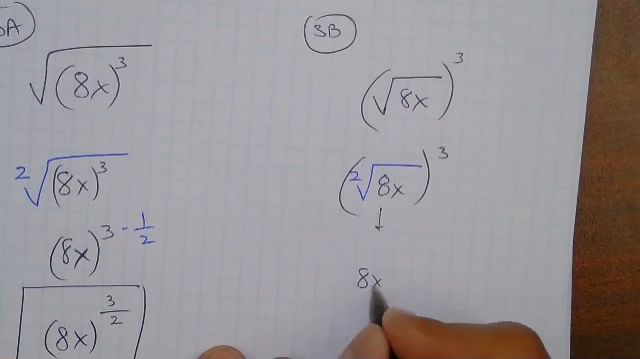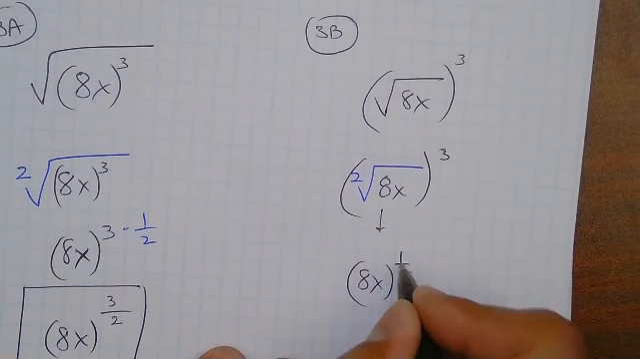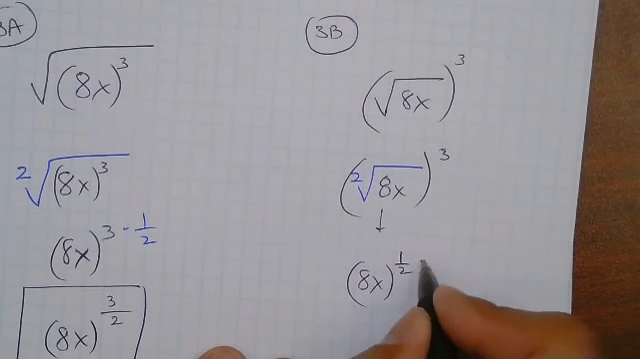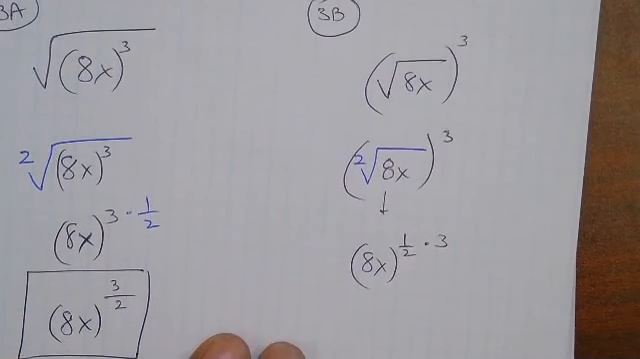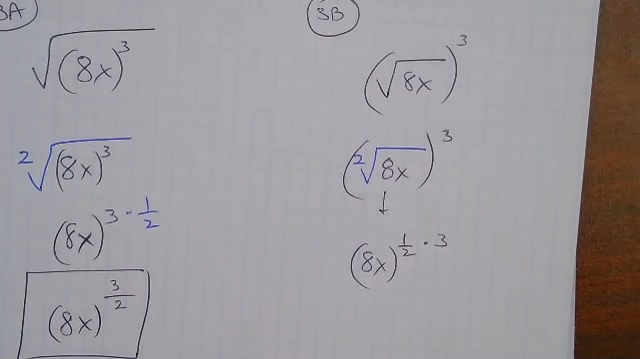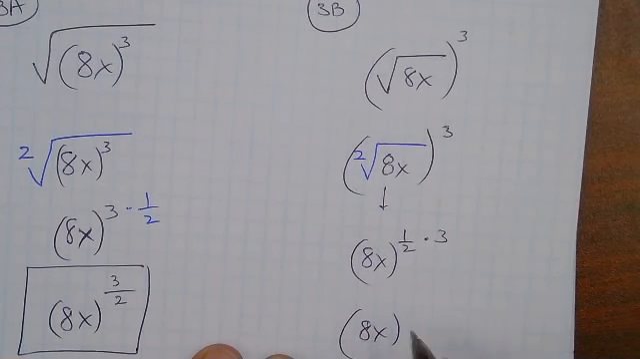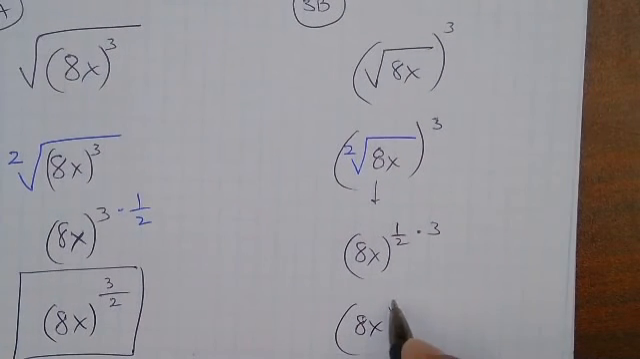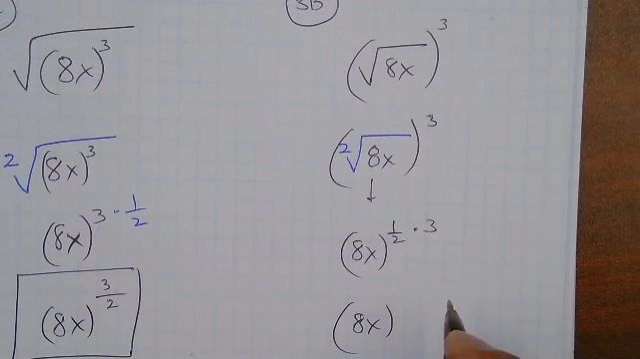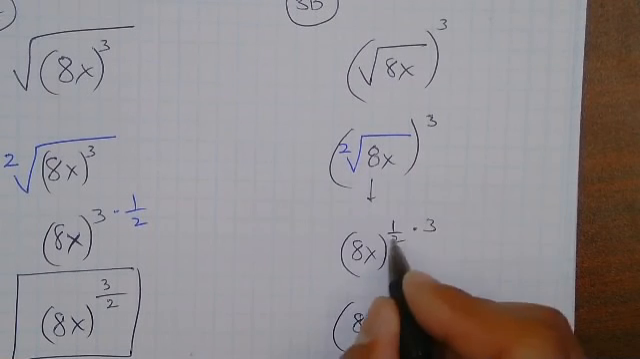So what's this going to be? This is 8x to the power of 1/2. But then there's that other 3 out here, see? Right, because with the power rule, a power to another power, they multiply. Long story short, you know which one goes on top, you know which one goes on bottom. You're still going to get 8x, what?